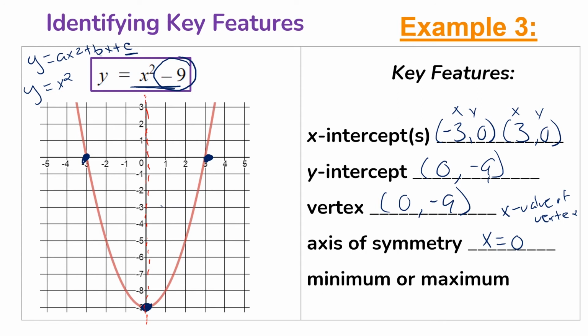And since this graph opens up, of course we will have a minimum. So this would be a minimum because the graph opens up. And if you notice, is a positive or negative? Well, we don't have a number in front, but we know we don't see a negative, so my a is positive 1. So we can see here that that graph opens up.